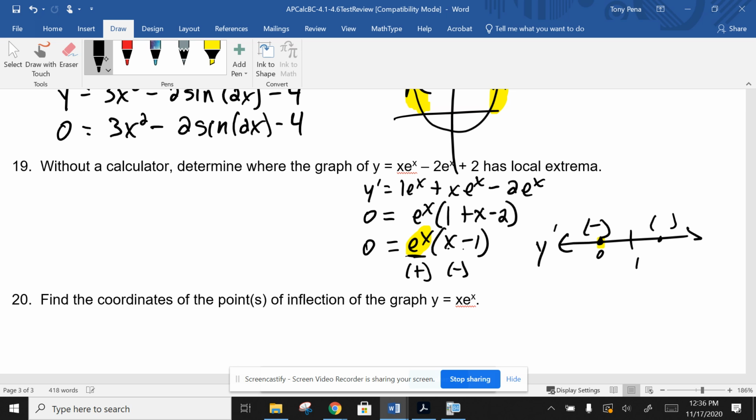If we go greater than 1, let's say 2, then 2 minus 1 is also now positive. e to the x is always positive. So that's a positive. So what that allows us to now say is that we have a, not maximum, we have a minimum at x equals 1.